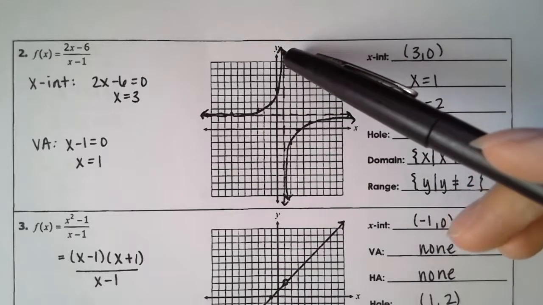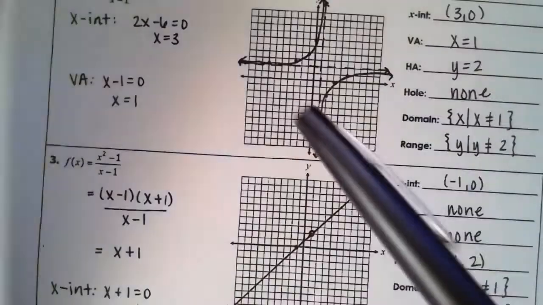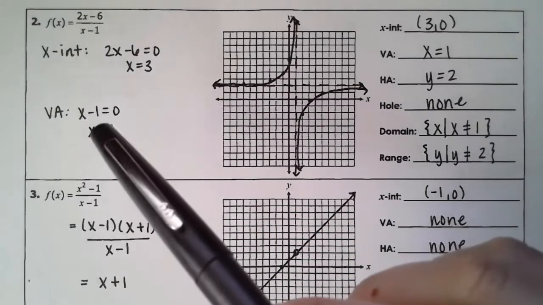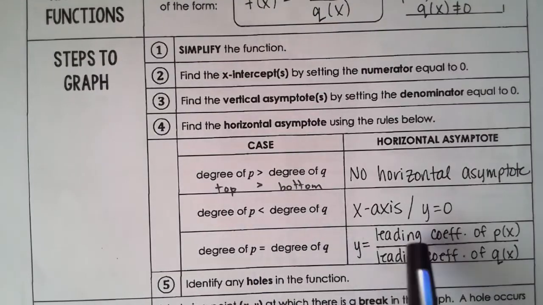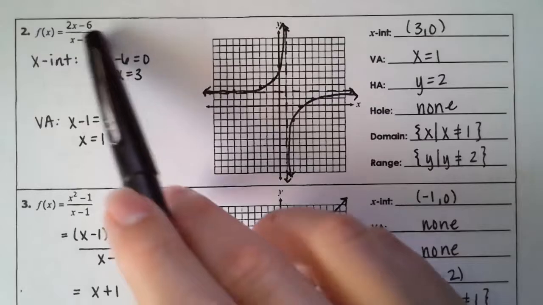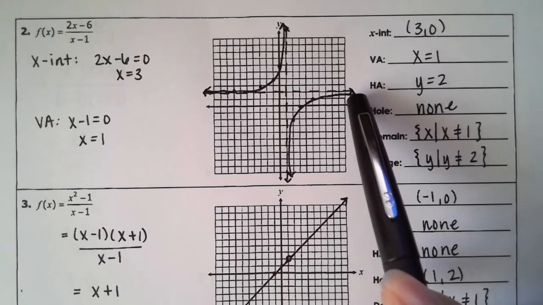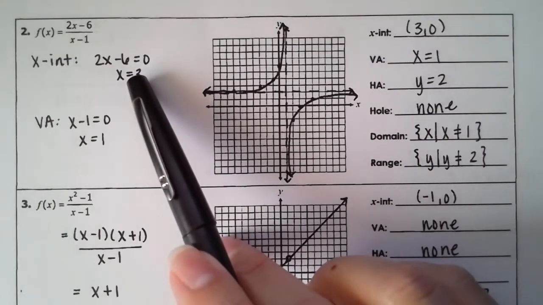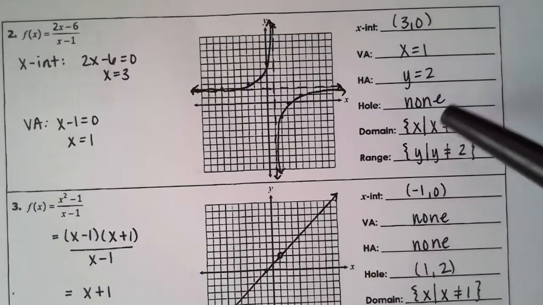For my horizontal asymptote, let's look at our cases here. We're looking at the exponents. Notice that the exponents would be technically the same. It's degree 1 on top, degree 1 on the bottom as well. So it's the third case, right? The degrees are exactly the same, so it's the leading coefficients, and in this case it would be 2 over 1, or 2. So my horizontal asymptote will be here: y is equal to 2, x is equal to 1. I forgot to describe, since my x-intercept is 3, I have (3, 0) here. Since I didn't simplify, there's no hole.